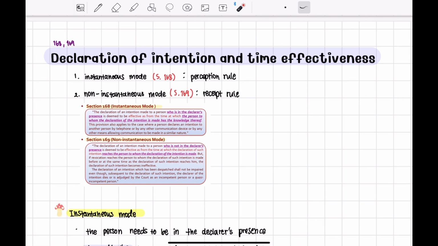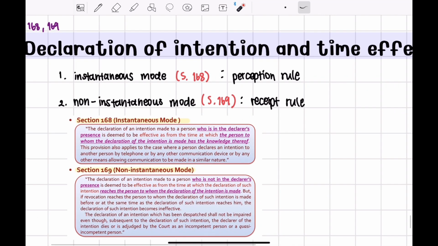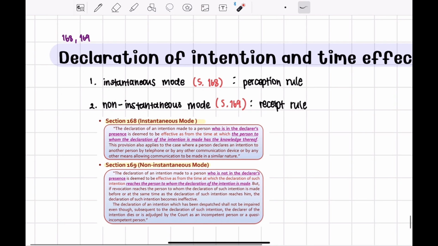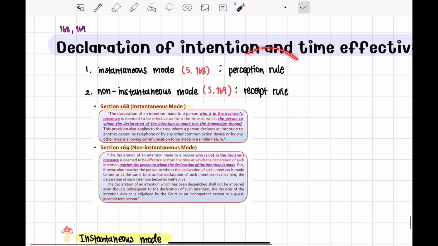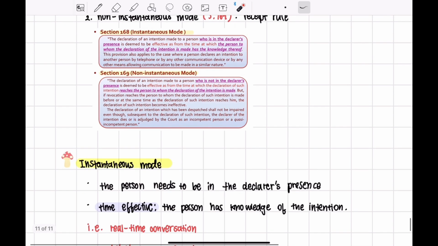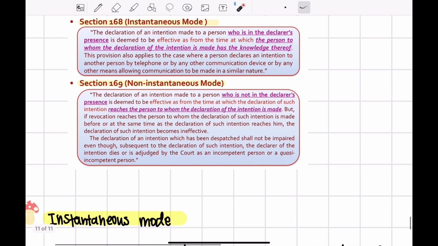The next topic is the declaration of intention and the time of effectiveness of the declaration of intention. The legal provisions relating to this topic are sections 168 and 169. So there are two types in Thai law. First is instantaneous mode, which is in section 168, and second is non-instantaneous mode, which is in section 169. This one is a perception rule and this one is a receipt rule. The law is very long, so you can read it yourself to understand more about it.